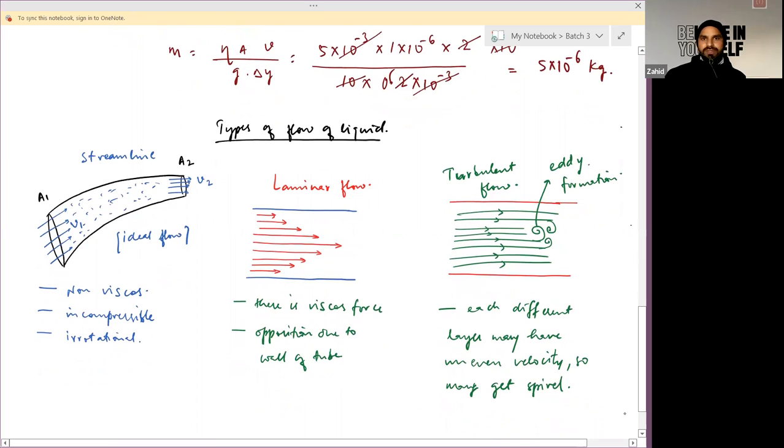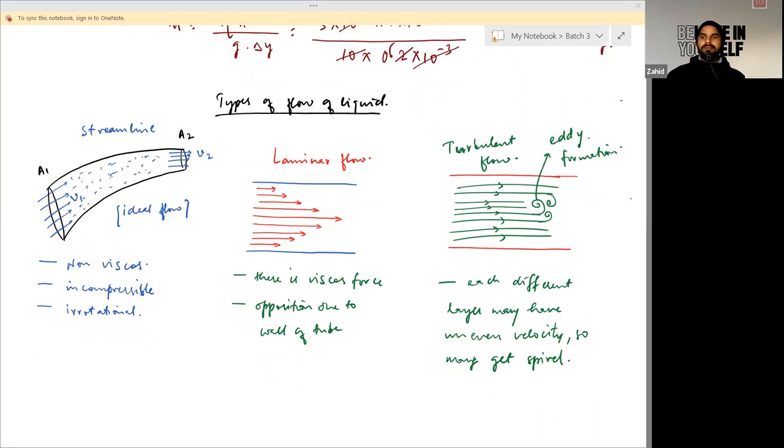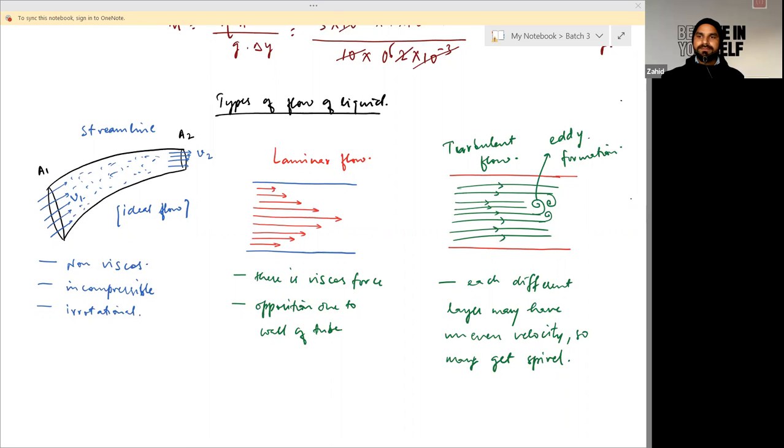So we mainly have these three different types of flow of liquid. Abhinav, is it clear? Yes, sir. Clear, sir. Just write it down till this part. Yes, sir.